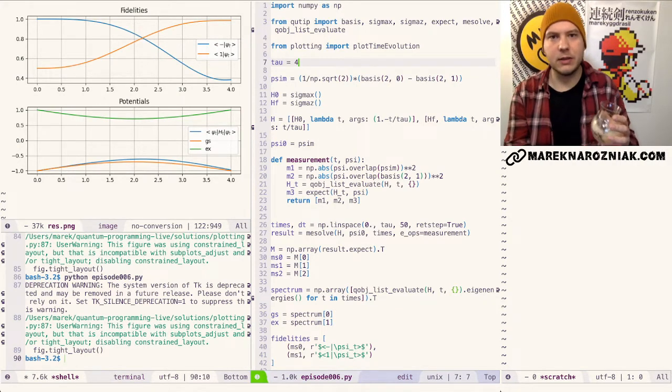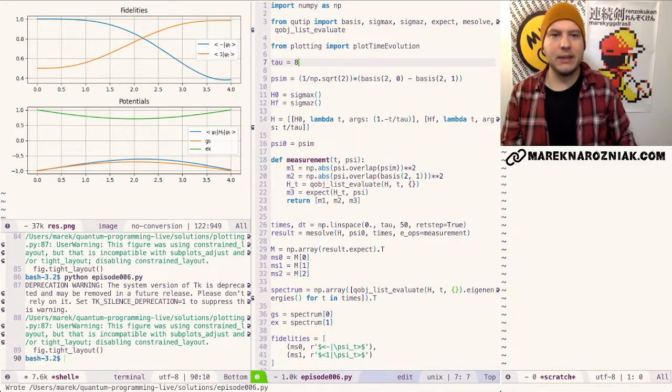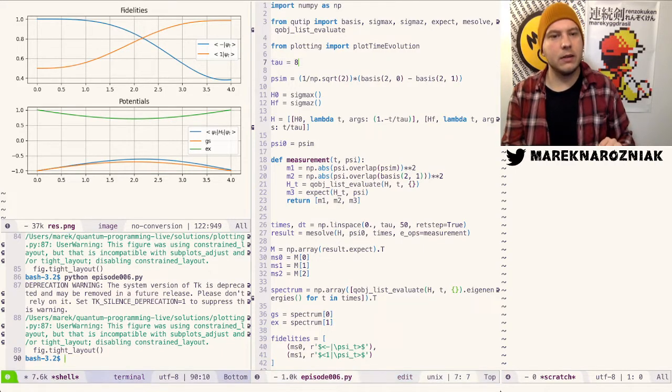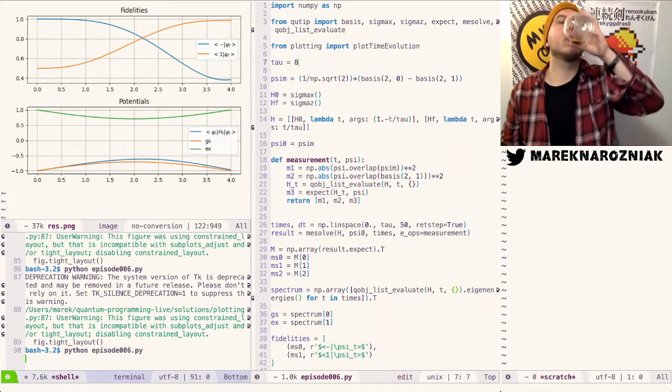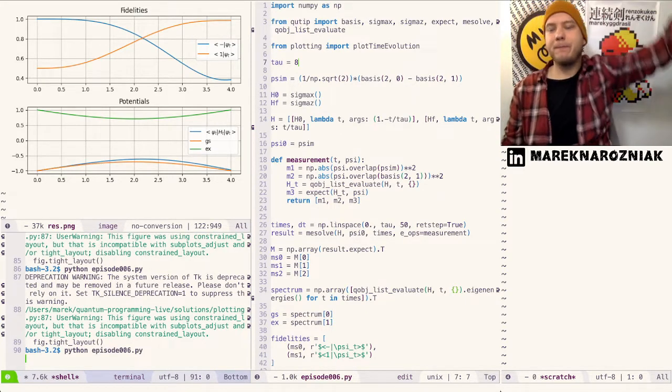So for that reason, let's increase the time evolution one more time. And now we would expect them to just cover exactly. So let's do it. Done.